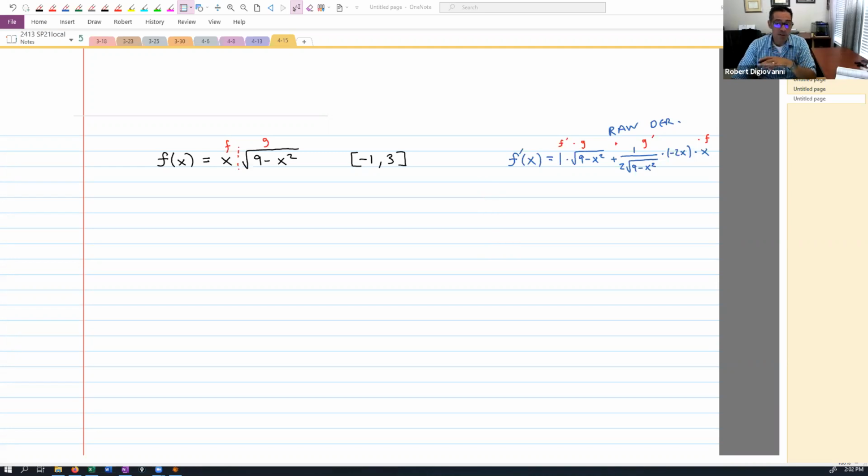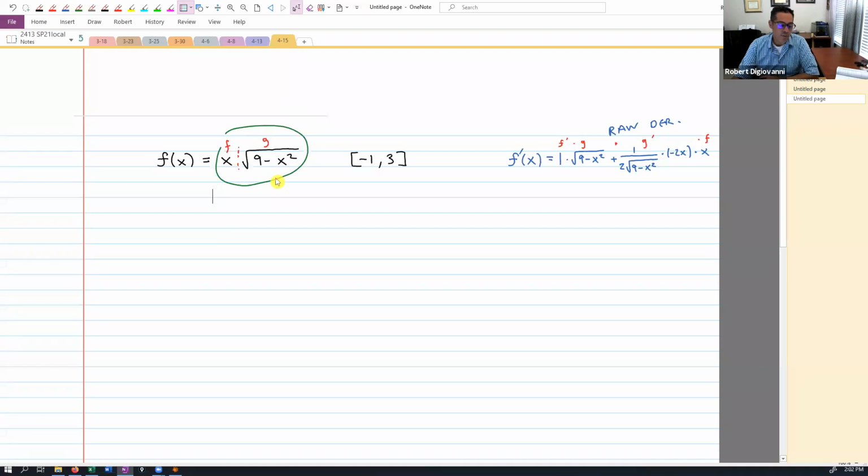Up to this point in this class, I've been happy with that as an answer, but we know we're going to have to set that equal to 0, so let's get to that in a moment. I'm going to go through the steps. First thing: is this a continuous function?